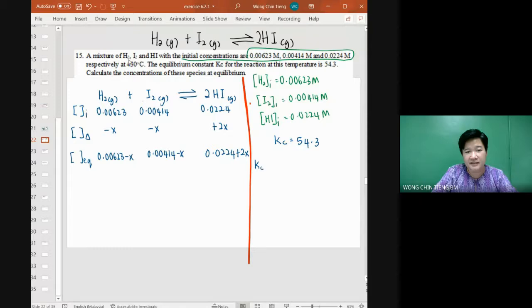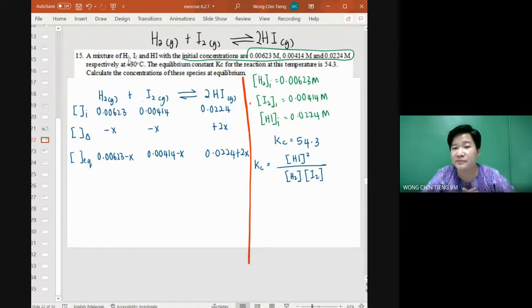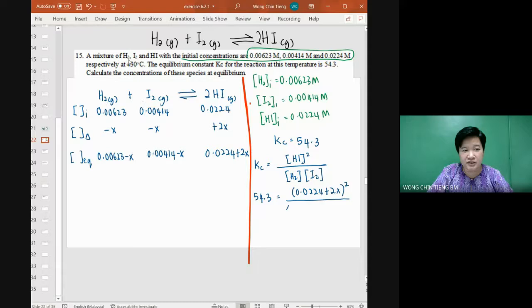So the formula of Kc equals your product HI to the power of 2 over your hydrogen gas to the power of 1, iodine to the power of 1. Agree? Okay, welcome to quadratic. The hate and love relationship that you have. So your HI over here 0.0224 tambah 2x kuasa 2 over with your hydrogen 0.00623 minus x darab dengan 0.00414 minus x. Okay.